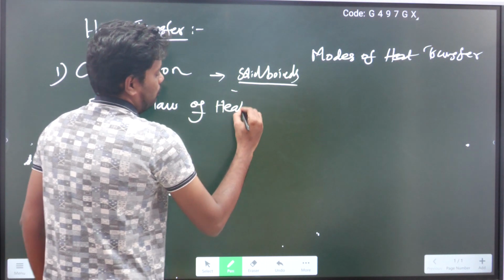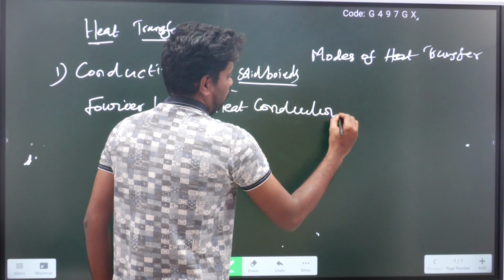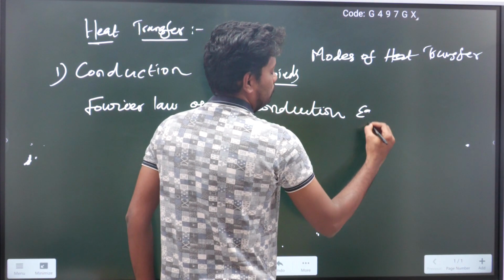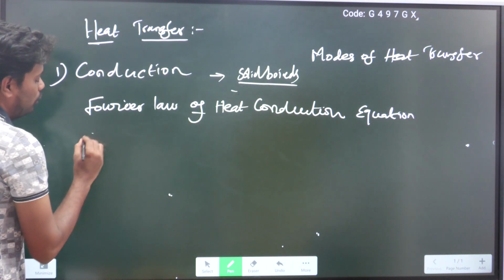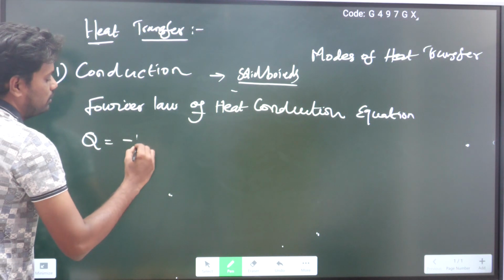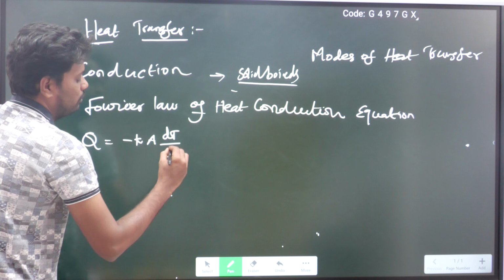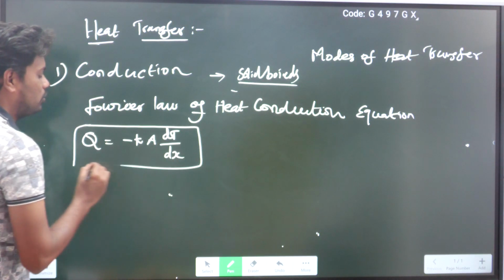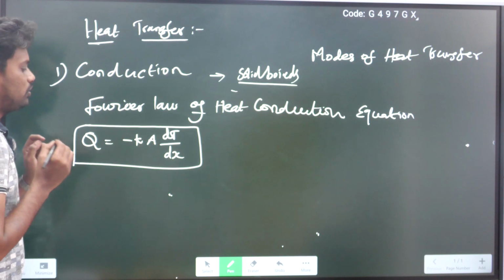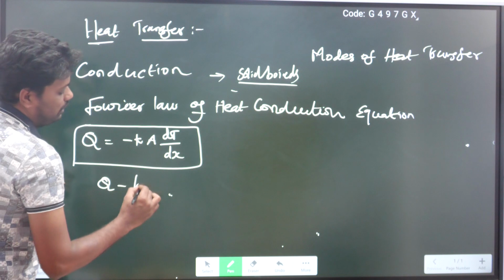of heat conduction equation, which is given as Q equal to minus K A dT by dx. So this is the Fourier law of heat conduction equation. It is a very important equation, where Q is nothing but the heat transfer.